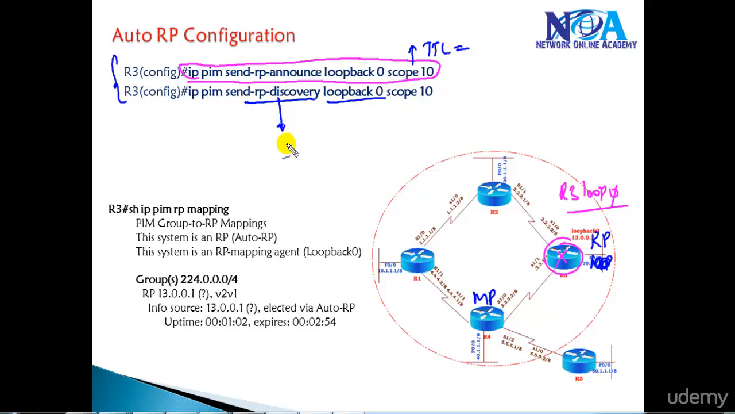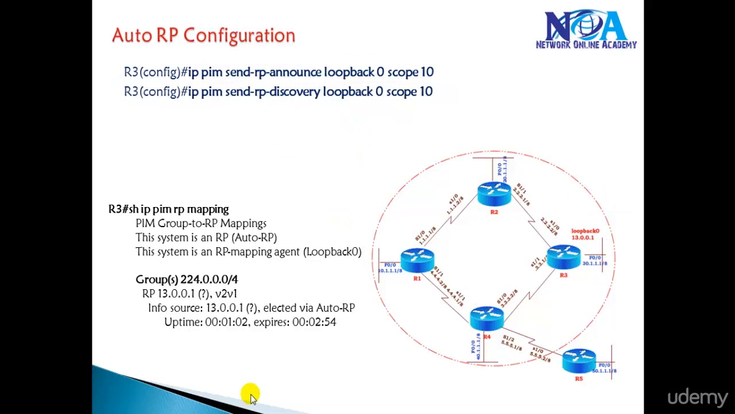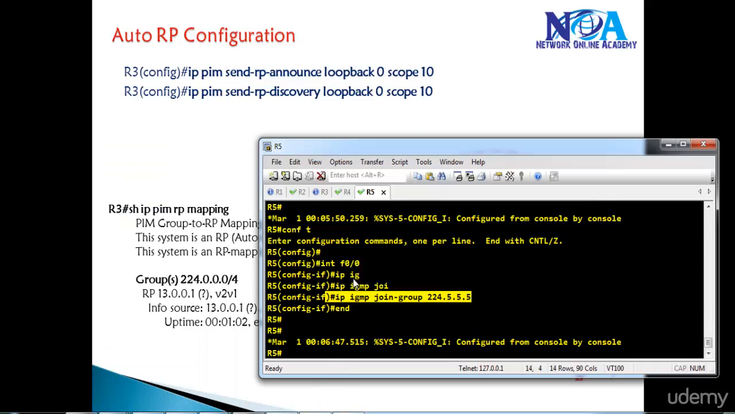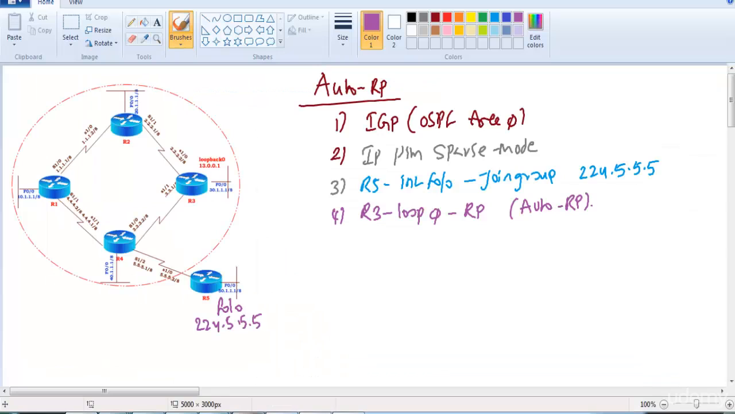And to configure the mapping agent, we need to say ip pim send-rp-discovery. So send-rp-discovery is to advertise itself as a mapping agent, whereas send-rp-announce is used to advertise itself as an RP. So let's go to router 3 and configure the same.